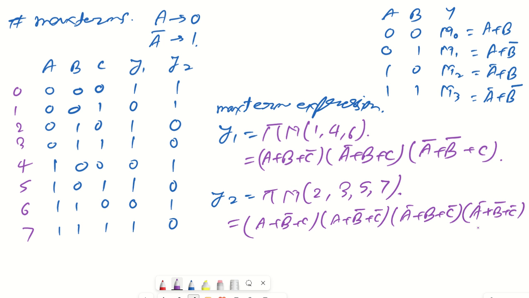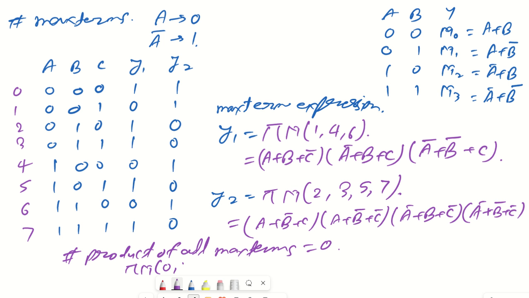Now one more thing in the max term is, you have to understand that the product of all max terms is equal to 0. If I find the product of max terms of, let's say, 0, 1, 2, 3, all these 4, it will be 0. Or if you find 1 to 7, this will also be 0. Here I am taking 2 variables, where my function is a function of A, B.